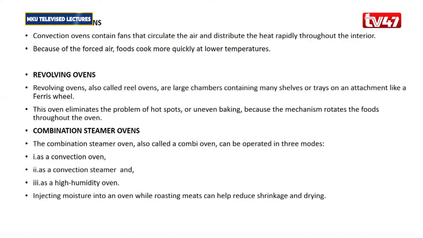a combination steamer oven. Combination steamer ovens, another term is combi oven. Many people refer to them as combi ovens. This one can be operated in three modes. One, as a convection oven. Two, as a convection steamer. And three, as a high humidity steamer. Which means it is a combination of the three ovens that we have just discussed.